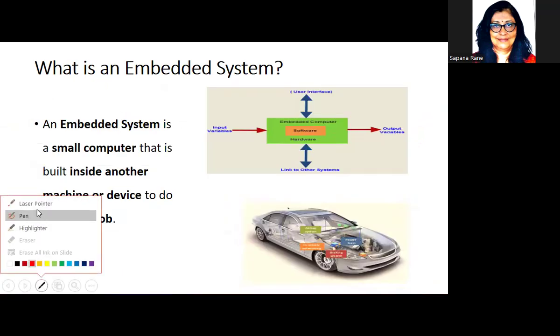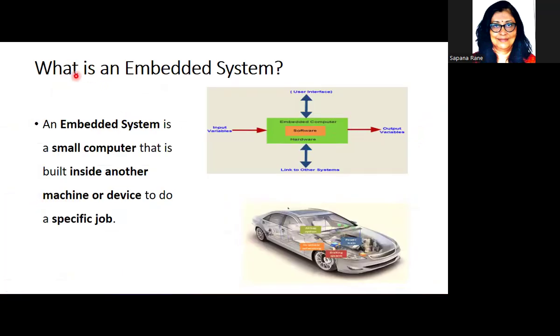Now let us go to understand what is meant by an embedded system. You can observe one figure here which consists of two boxes, a software box within a hardware box. So this software within hardware constitutes an embedded system. So an embedded system has hardware plus software.